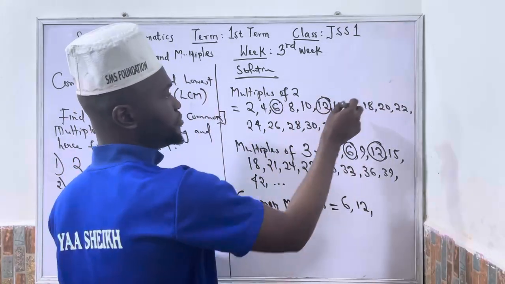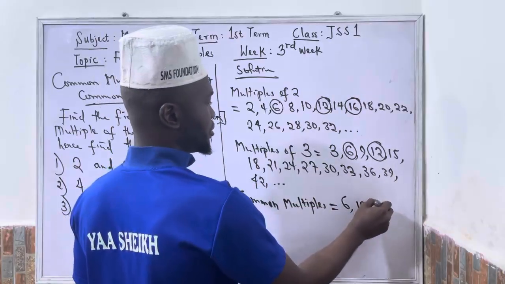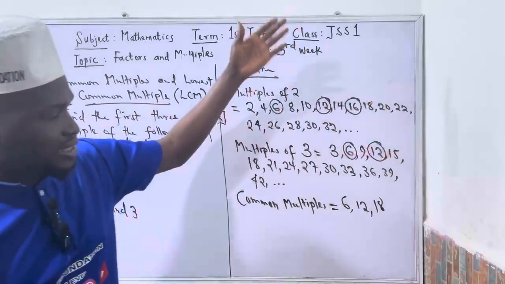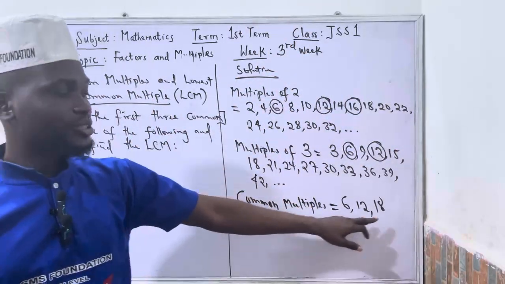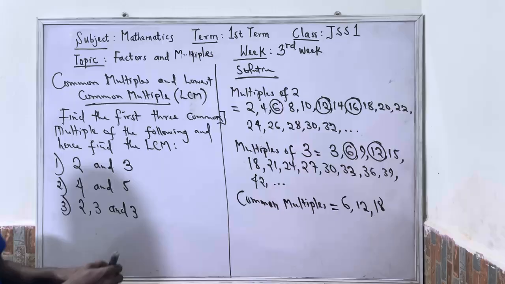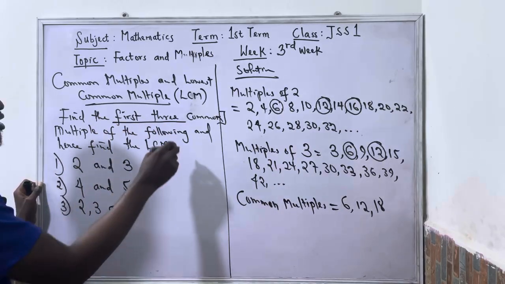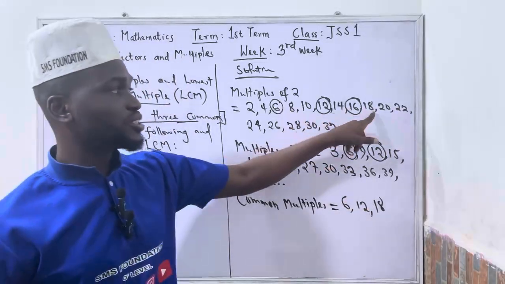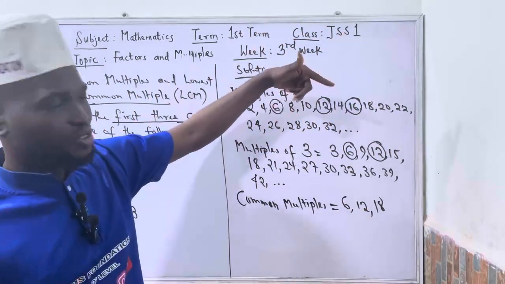So the third one is 18. There is 18 here. I think that's all we want, because they want just the first 3 common multiples. So we have written the first 3. If we still continue, we get more, and you can't even get to the end.